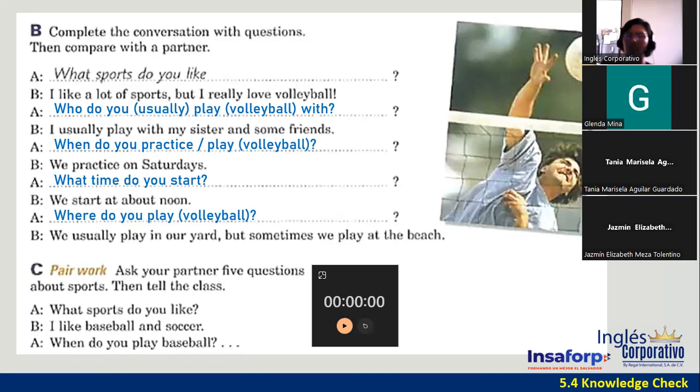Okay, así que, but let's go ahead and practice. Vamos a practicar. So, Glenda and Jasmine, please, ayúdenme con la conversación. Glenda comience con letter A y Jasmine continúe con letter B.